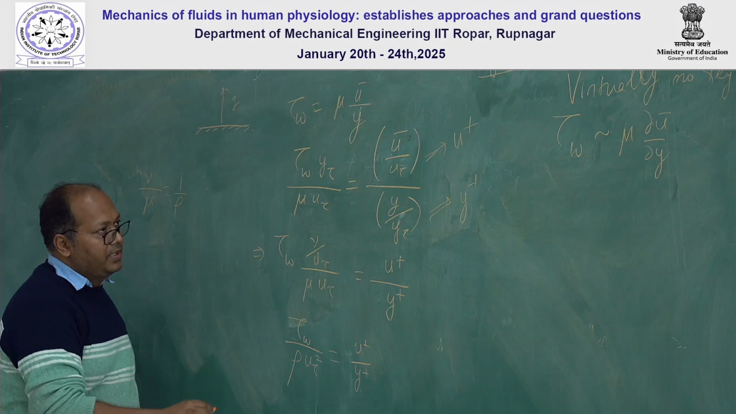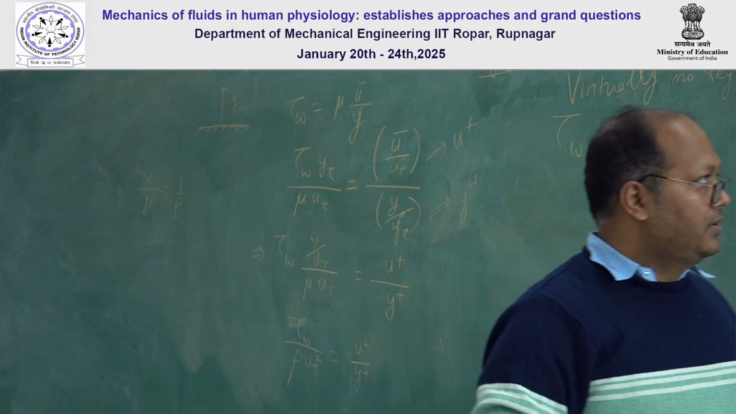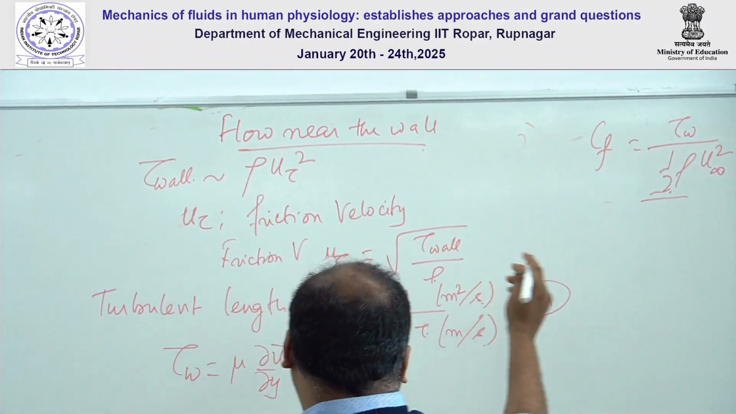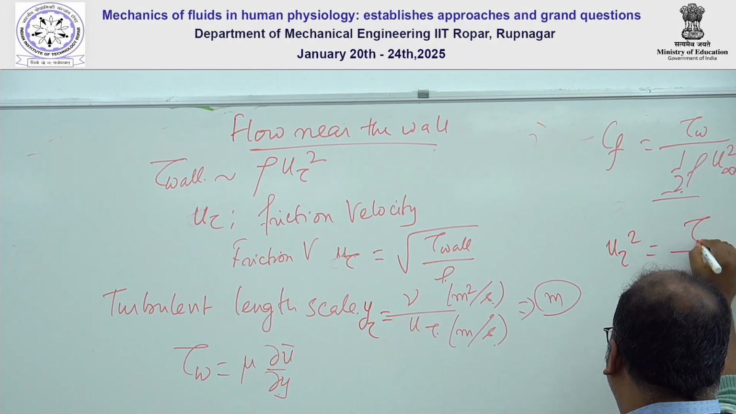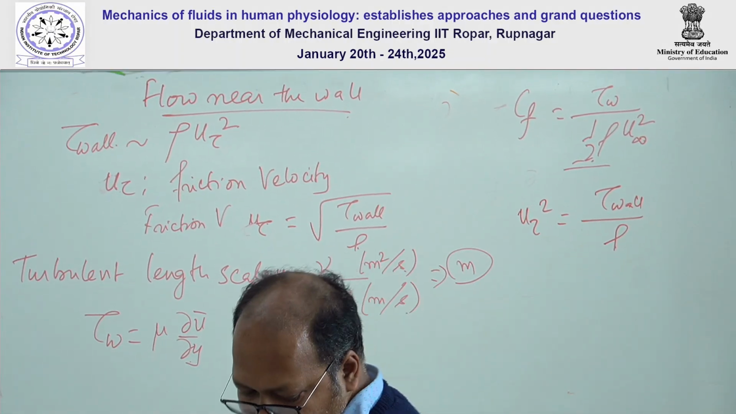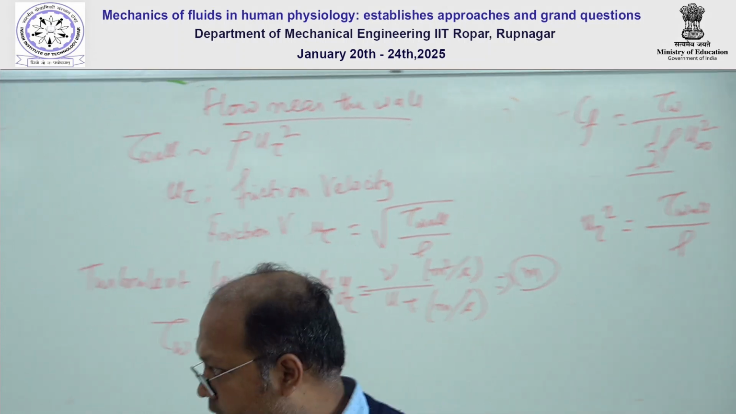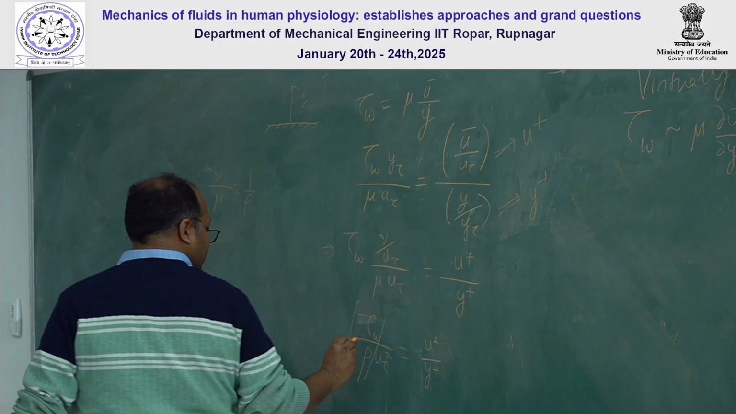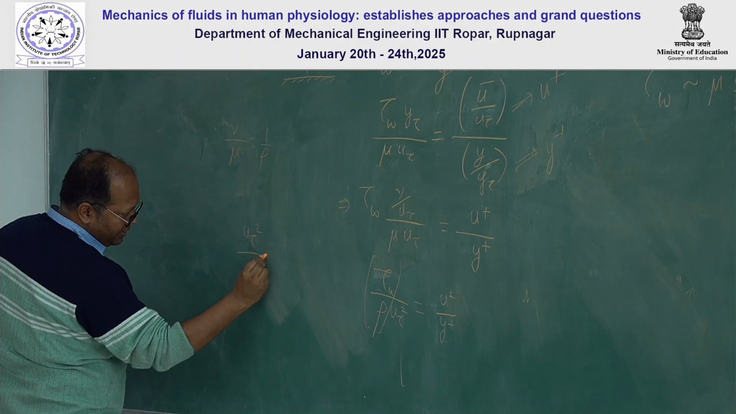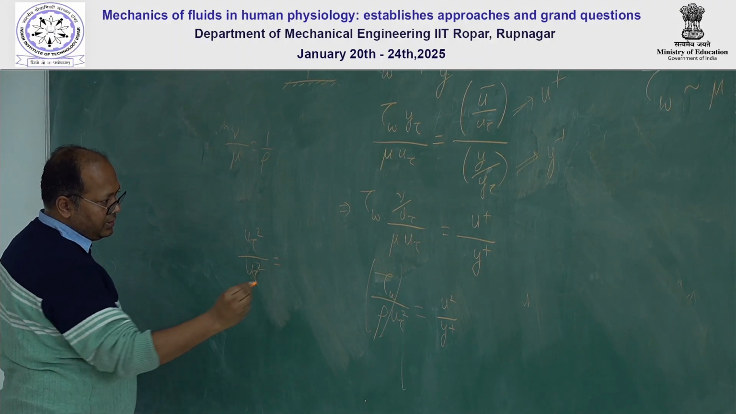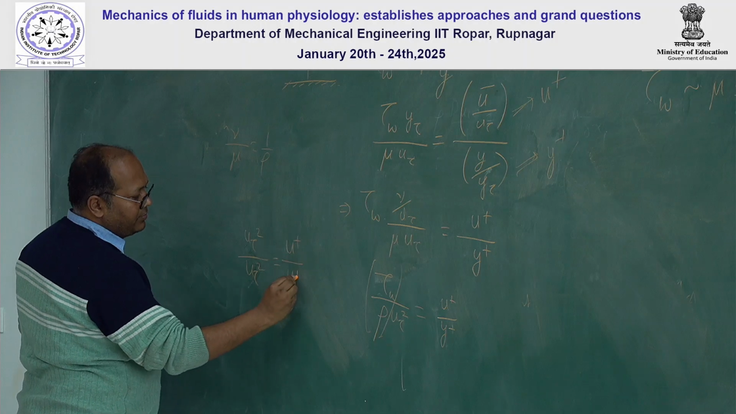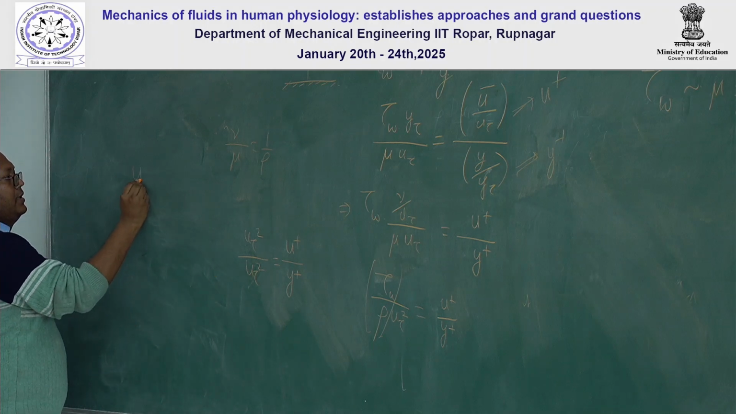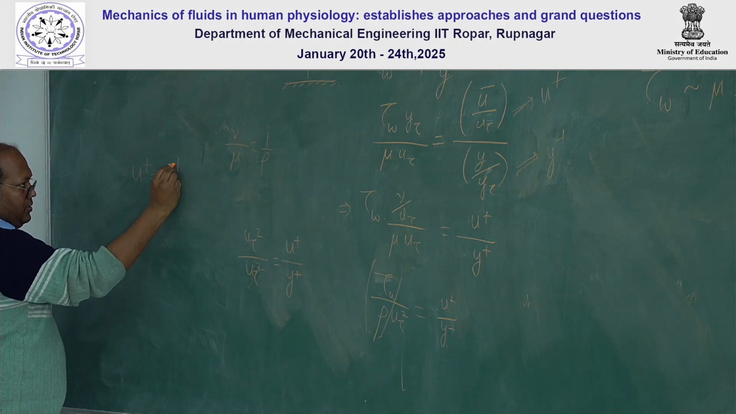Again, if you remember, u tau square is nothing but tau w by rho. So essentially, you can see that this quantity is u tau square. So u tau square by u tau square equals u plus y plus. Okay, so this side becomes 1. So very near to the wall, u plus equals y plus.